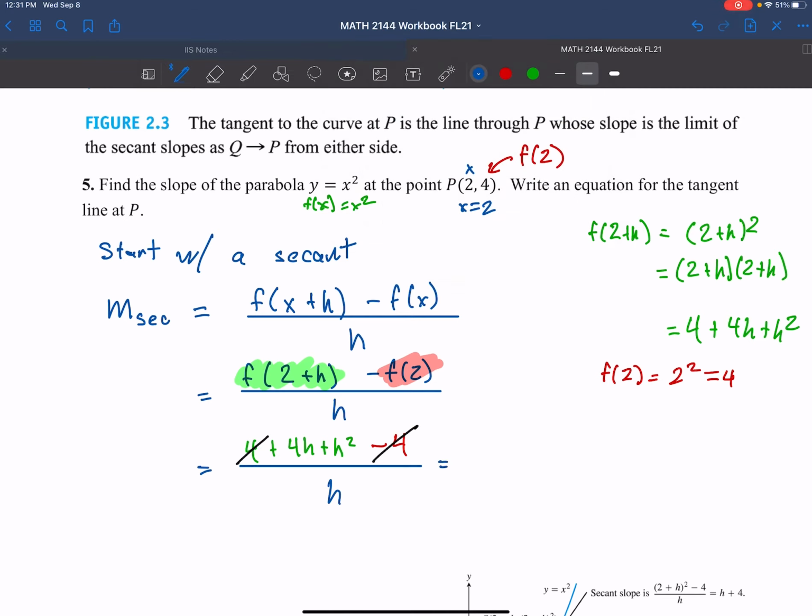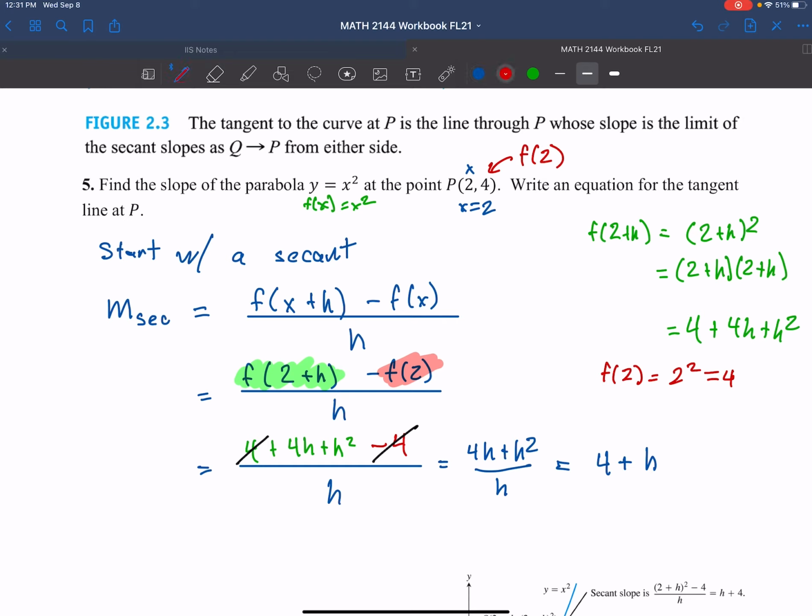And then we're left with 4h plus h squared over h. Dividing both terms by h, we get 4 plus h. No h squared, just 4 plus h, no square. Is everyone okay with where I got that value right there? Okay, so that is not the slope of the tangent line yet.